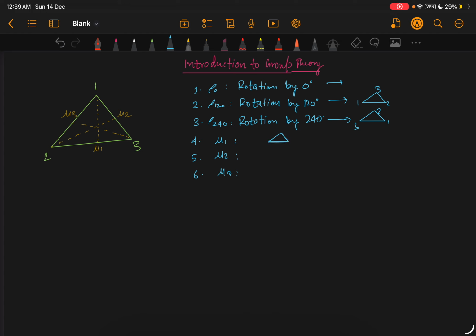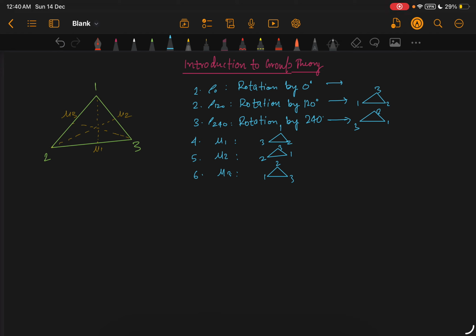So what are the symmetries here? I'll quickly draw here: 1, 3, 2, 3, 1, 2 and 2, 1, 3. Yeah, these ones. So these are the three possible flip symmetries of the equilateral triangle, and you can simply check there are no other possibilities.